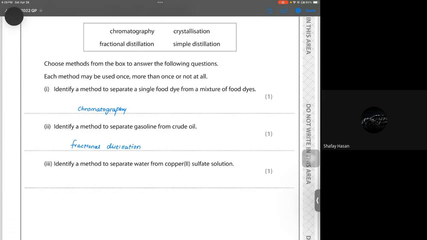Identify a method to separate water from copper sulfate solution. Copper sulfate is soluble in water. So when we are going to separate the water from the copper sulfate solution, it's called simple distillation.